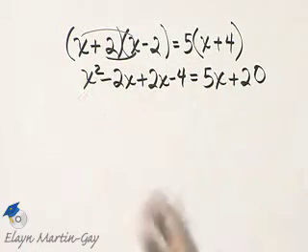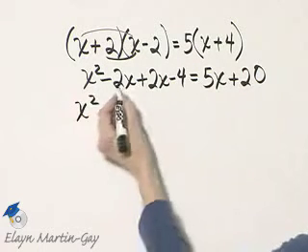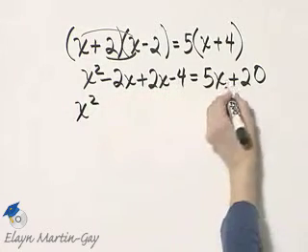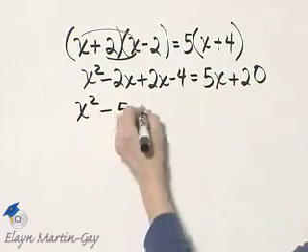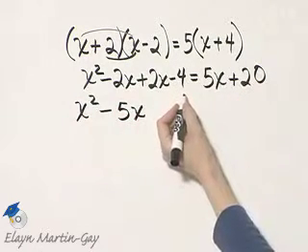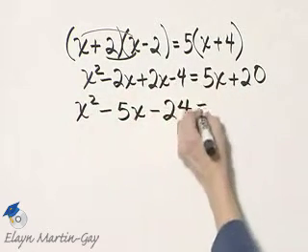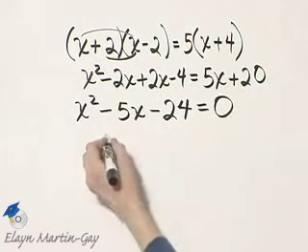And now notice, because of the x squared, this is a quadratic equation, so let's write it in standard form. We want one side to be 0. So this is x squared. Notice negative 2x plus 2x. Notice these two terms subtract out, and I will be subtracting 5x from both sides, so I'll have minus 5x, and then I'll have negative 4. I will also subtract 20 from both sides, so negative 4 minus 20, that's minus 24, is equal to 0. It's now in standard form, it's set equal to 0.